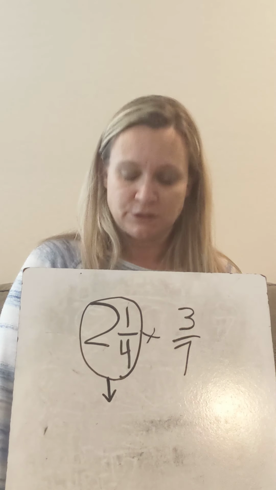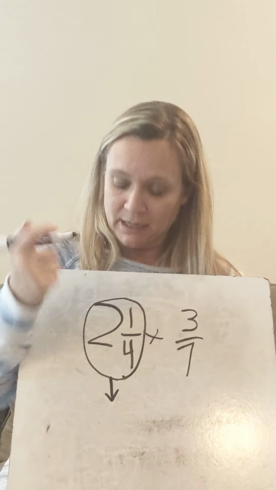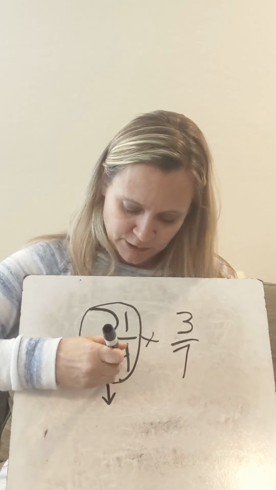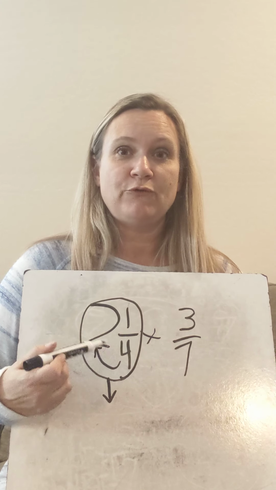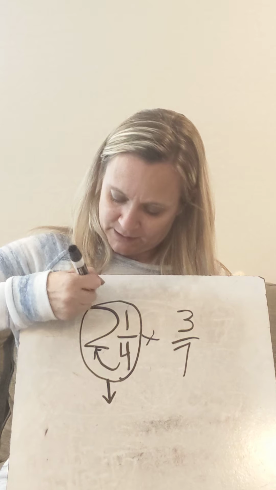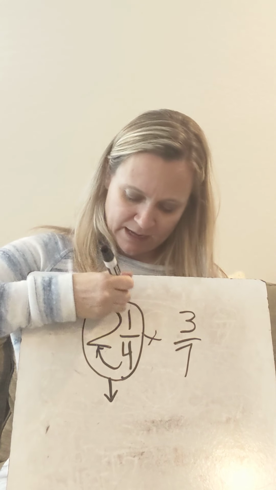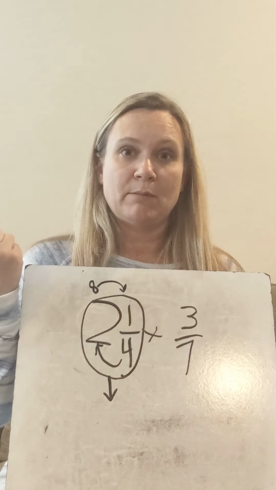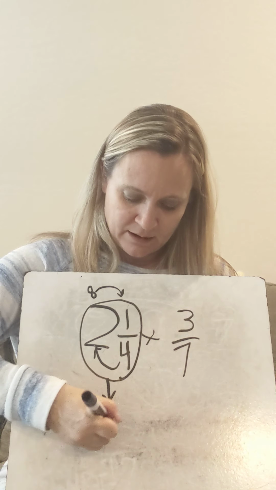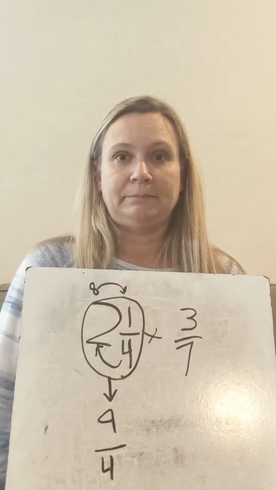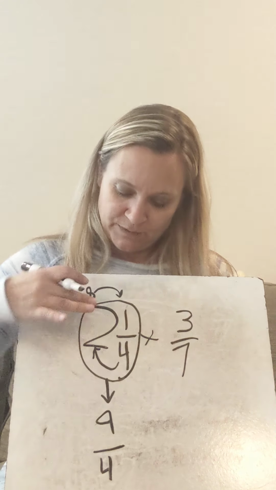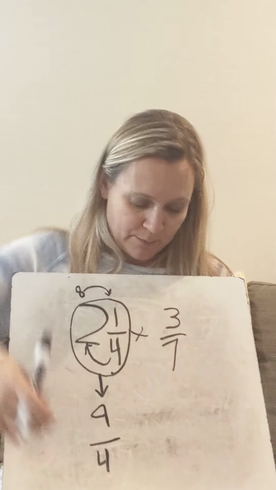Hopefully you remember how to do that. But just in case, let's review. We multiply the denominator and the whole number. So 4 times 2, that gives us 8. Then we add that 8 to the top number, which is 1, which gives us 9. That's our new top number. Our bottom number stays the same. There we have it. We've gone from our mixed number to an improper fraction.